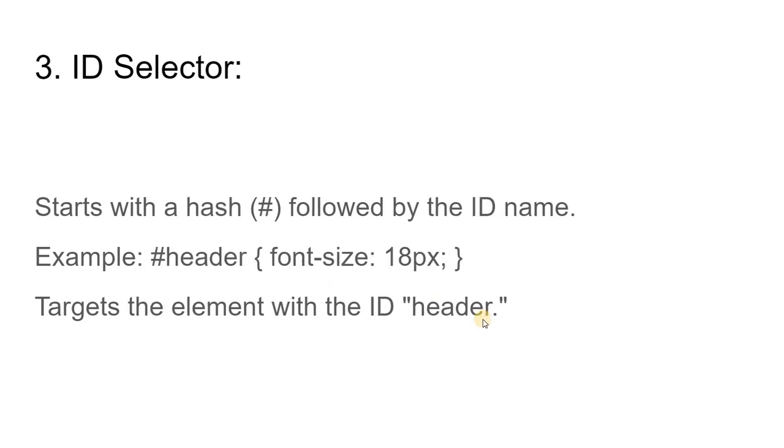We have ID selectors. This selects elements with a specific ID attribute. For example, hash header. This will select the ID header, and IDs start with a hash in the CSS file.